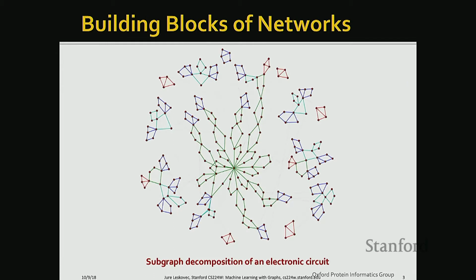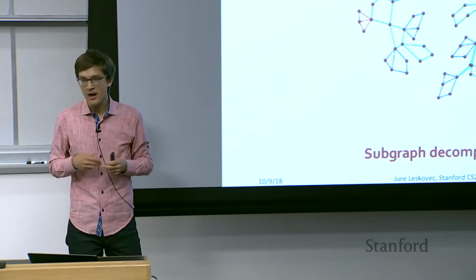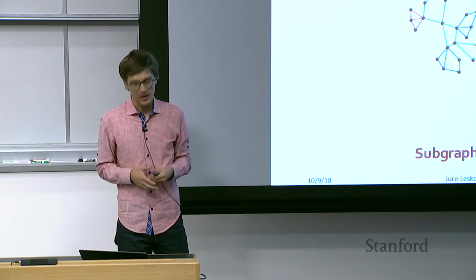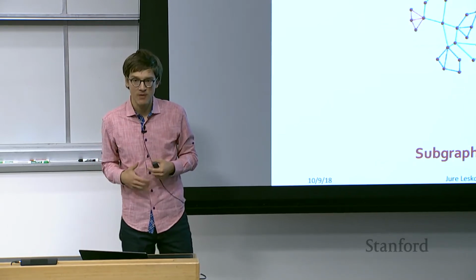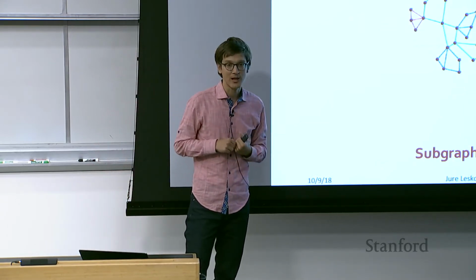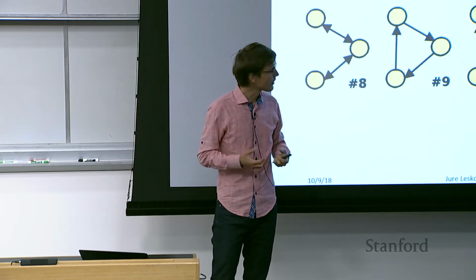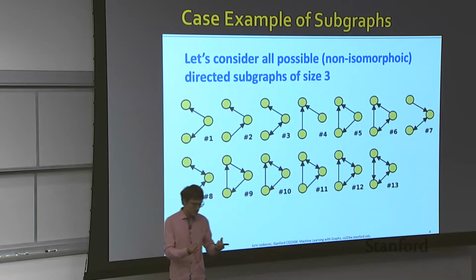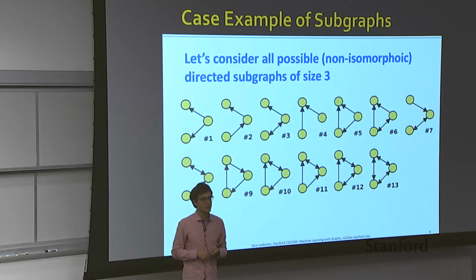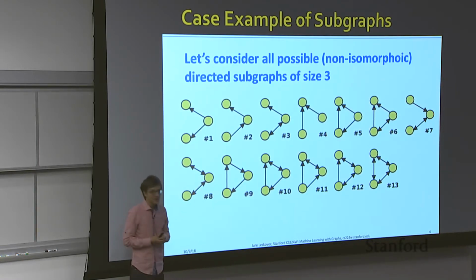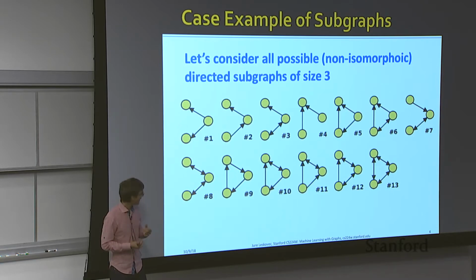Here, what I'm trying to show you is this type of subgraph decomposition of an electronic circuit. I'd like to identify these small building blocks. I will define them and we'll figure out how to identify them and so on. But that's the intuition of what we'd like to do. The idea is that we will take a big network and decompose it into a set of small structures. These structures will be relatively small.